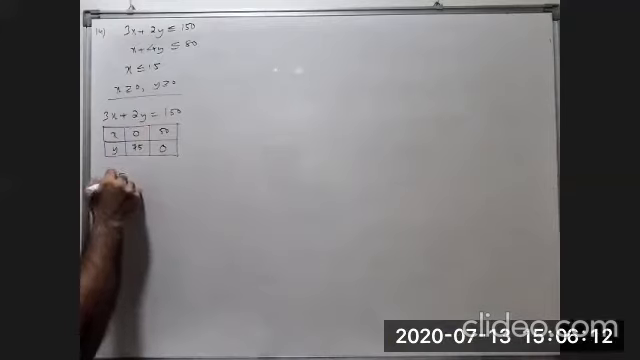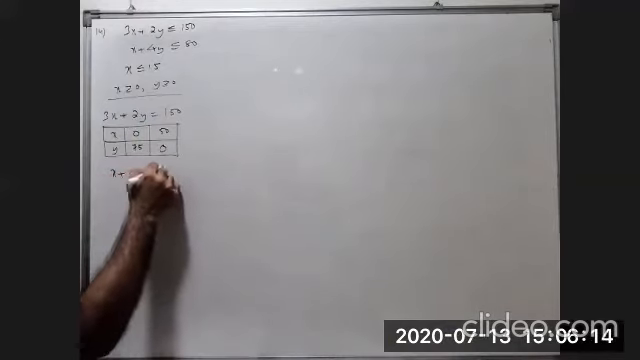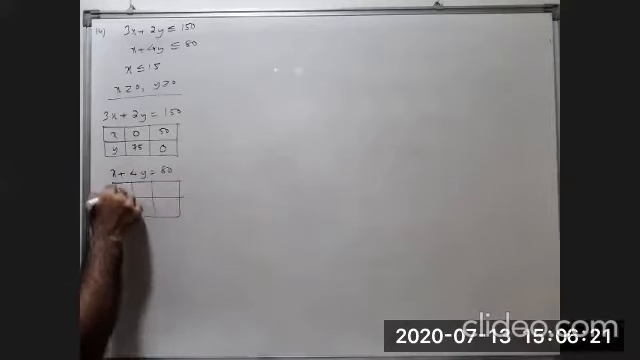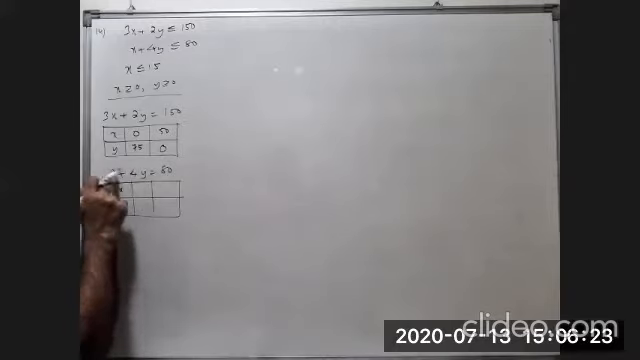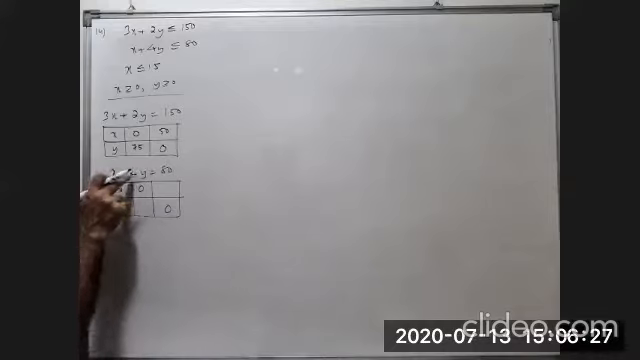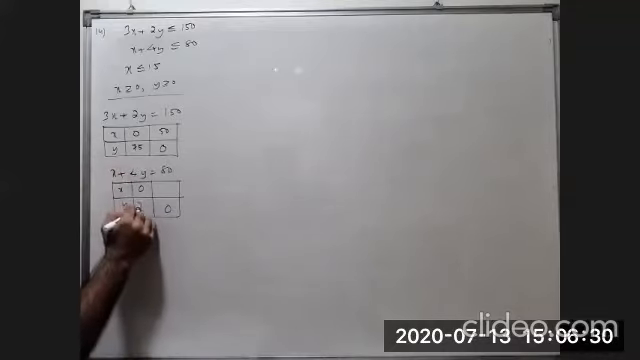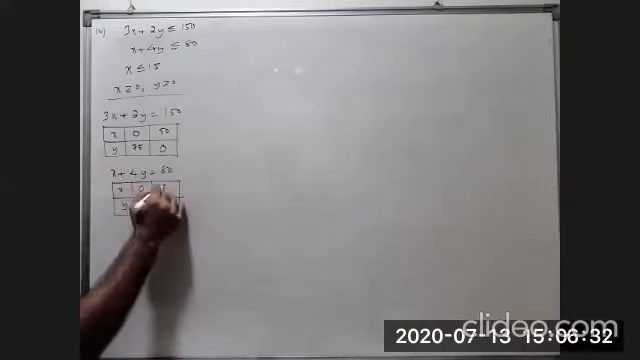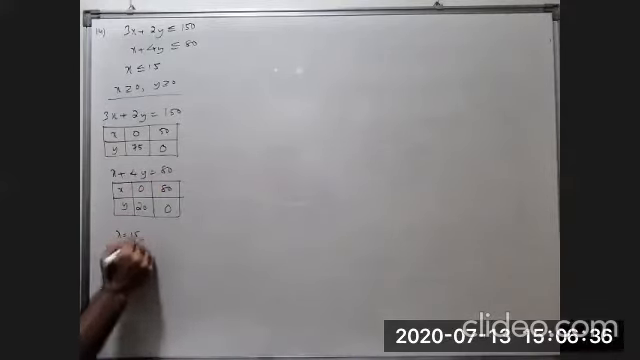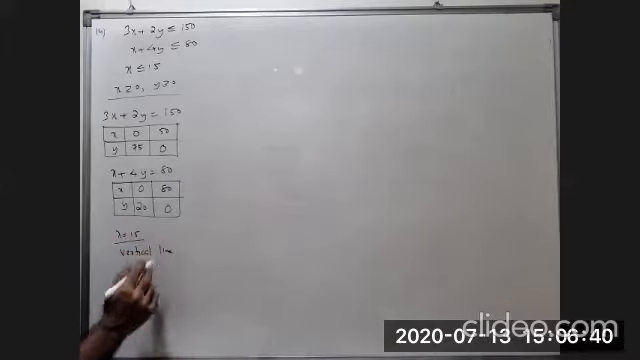Next one, x plus 4y is 80. Again, both are factors of 80. If x is 0, y is 20. If y is 0, x is 80. x is equal to 15 is a vertical line.